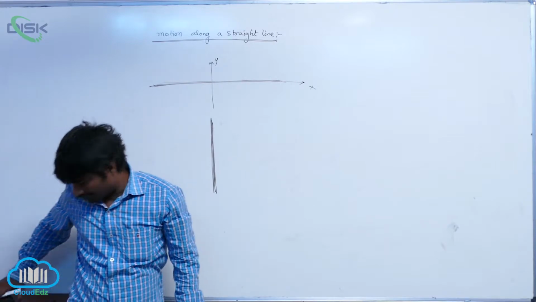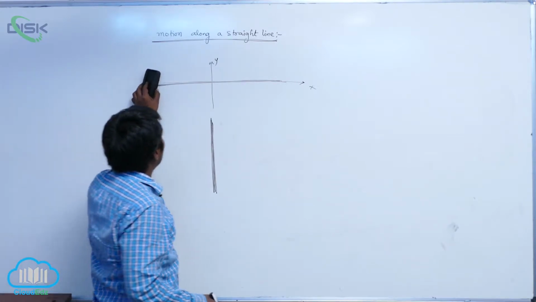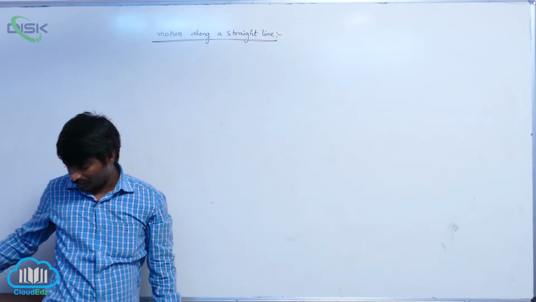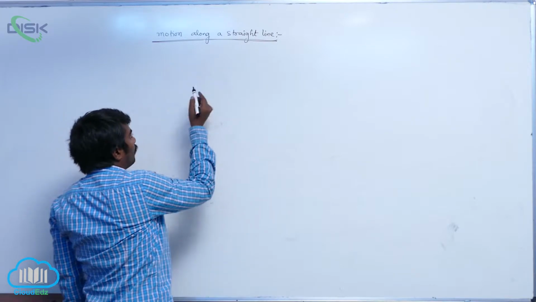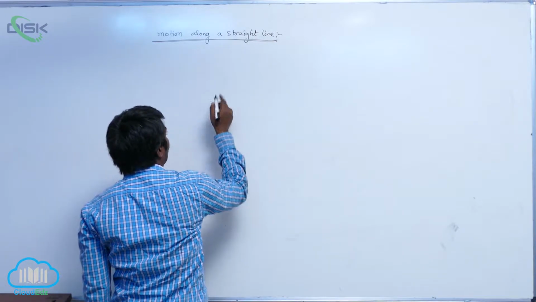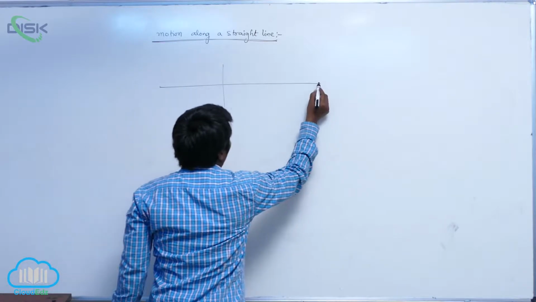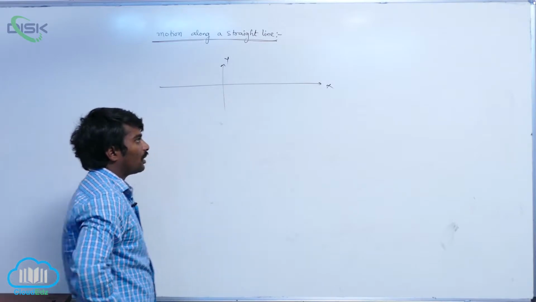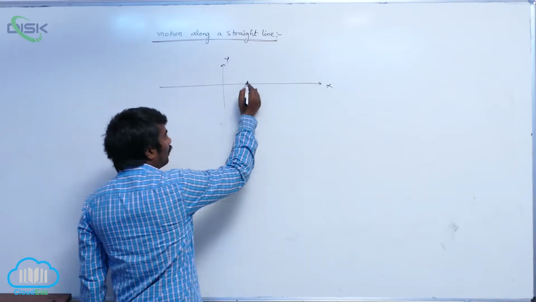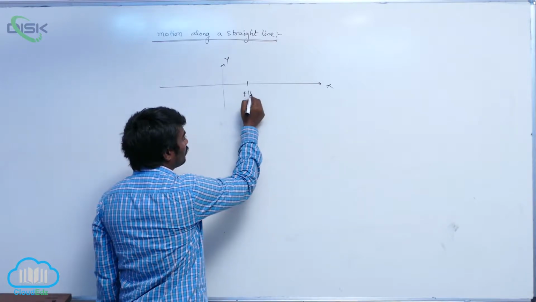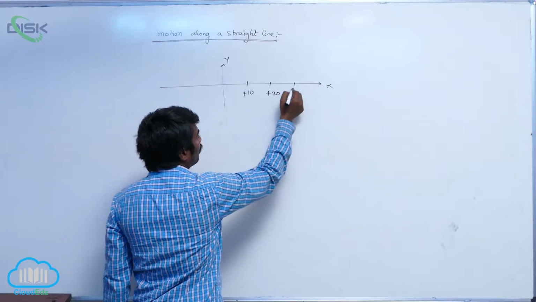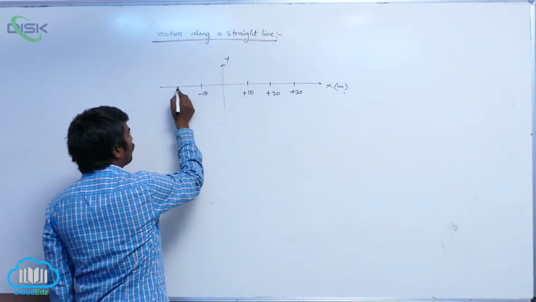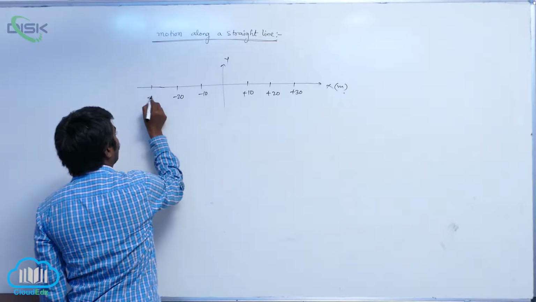Now let us see this motion along a straight line and define some physical quantities. Let me take one example to define some physical quantities: x-axis, y-axis. Here is plus 10 meters, plus 20, plus 30 in meters. Here minus 10, minus 20, minus 30.